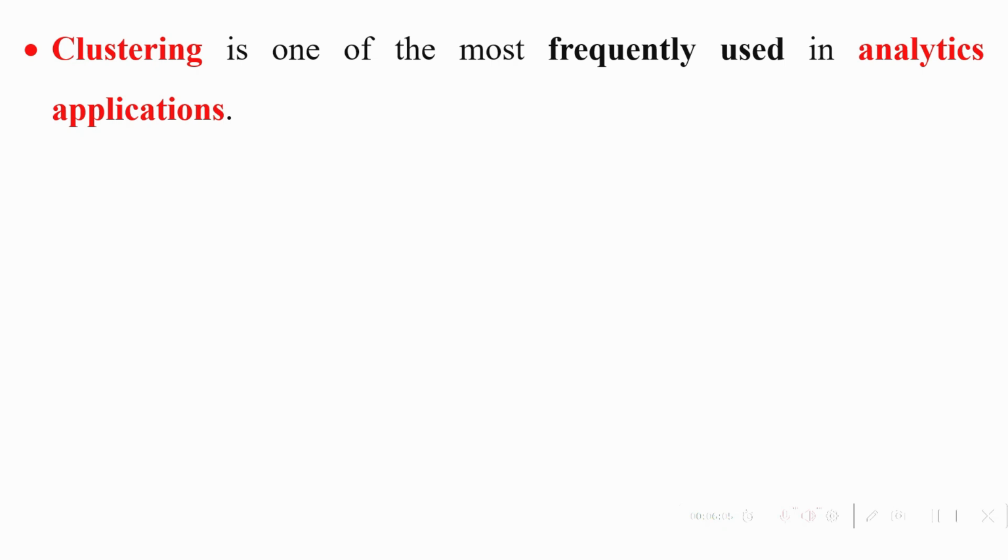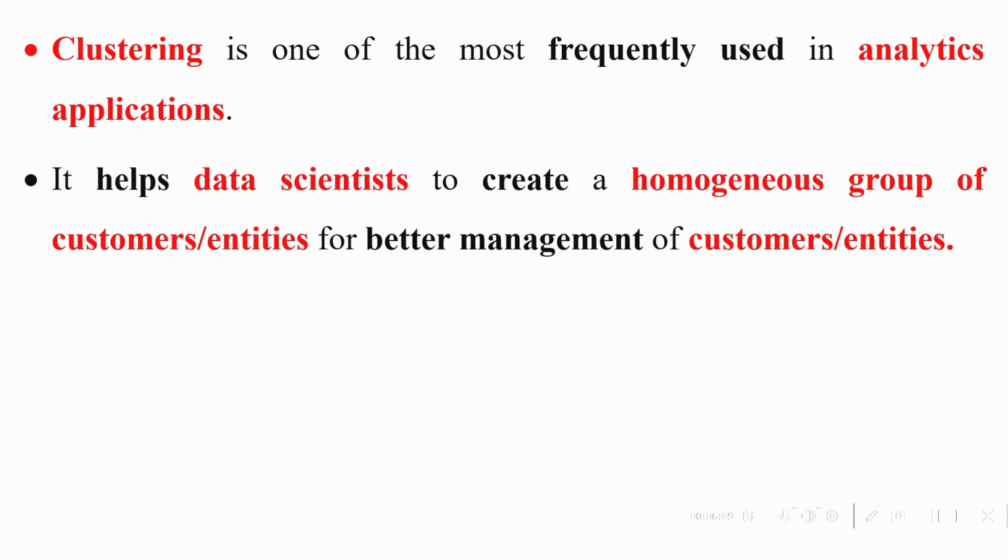Clustering is one of the most frequently used techniques in analytics applications, and it also helps the data scientist to create a homogeneous group of customers or entities for better management of customers or entities. That is the main aim of the clustering algorithm. That means similar behavior customers go into one group. Simply, that process is called clustering, and that is better management of the customers.